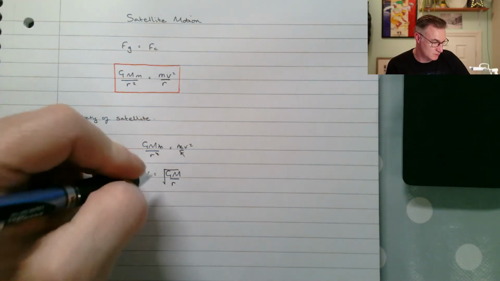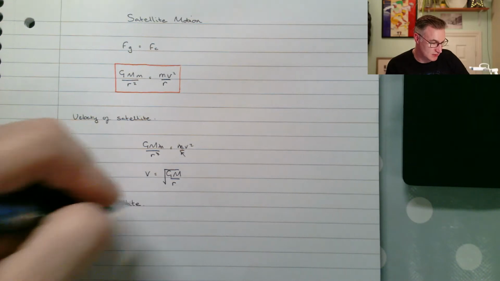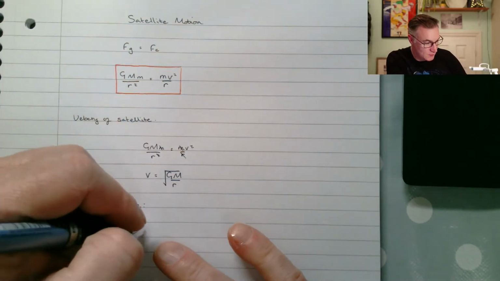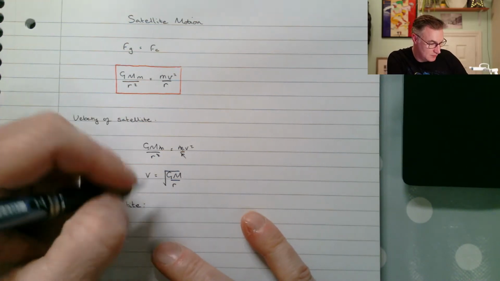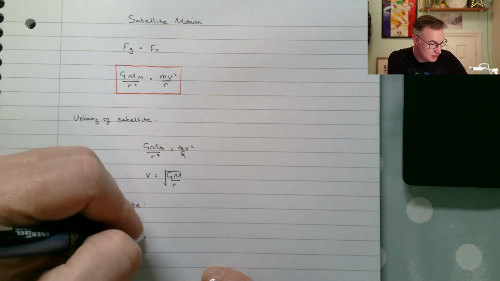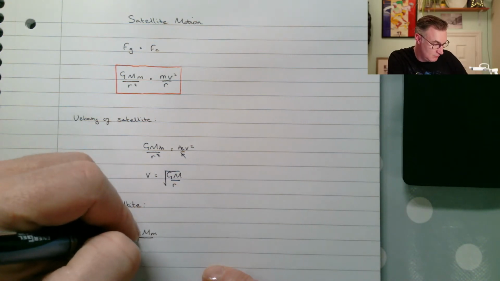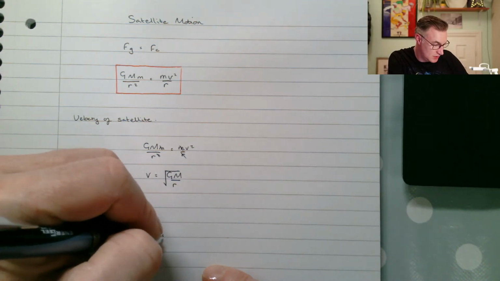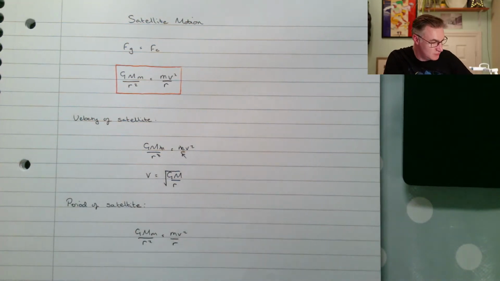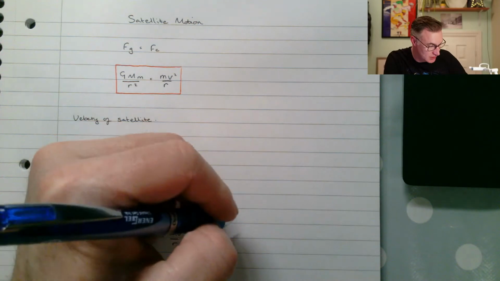Oops, still learning how to spell satellite, so bear with me. Period of a satellite, and again we'll start with the standard equation, GMm over r squared is equal to mv squared over r. But this time I'm going to introduce a couple of new equations.